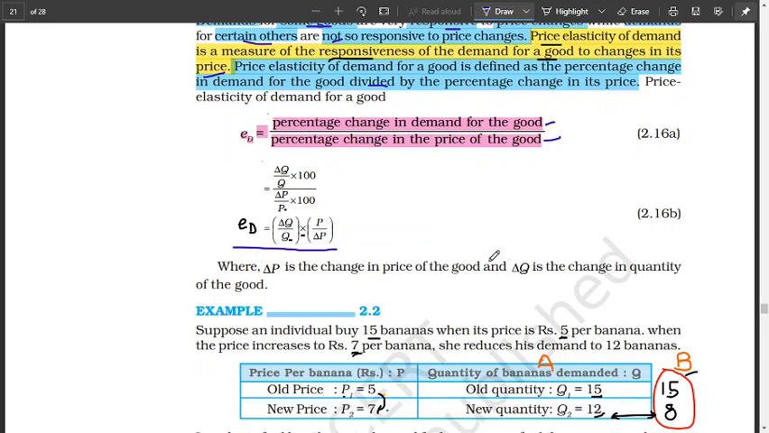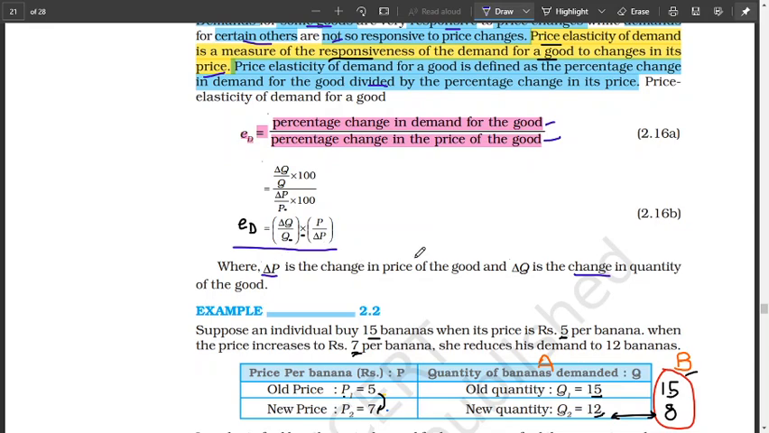ED is the price elasticity of demand. Delta is always change. Delta Q is the change in the quantity, Q is the quantity or the demand, and delta P is the change in price. So remember this formula: delta Q by Q into P by delta P. Or you can also say delta Q by delta P into P by Q. You can bring this delta along with the delta of Q, and you can bring this Q here. Interchanging between Q and delta Q is also the same.